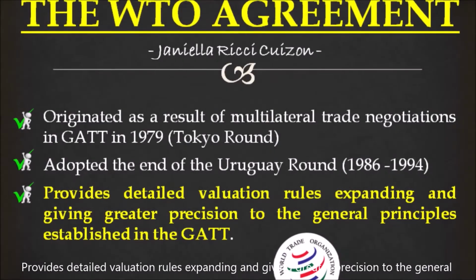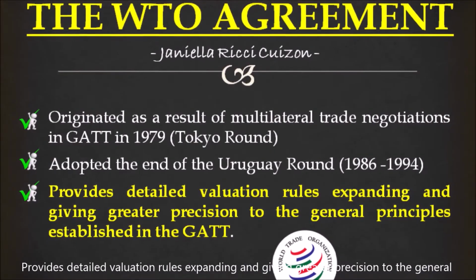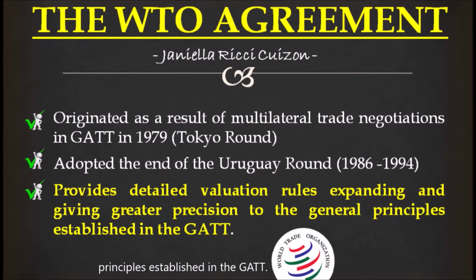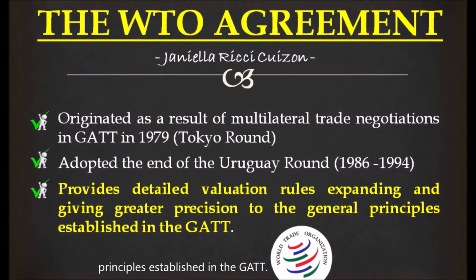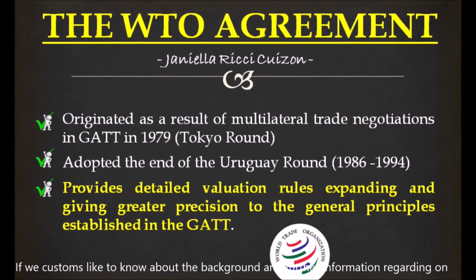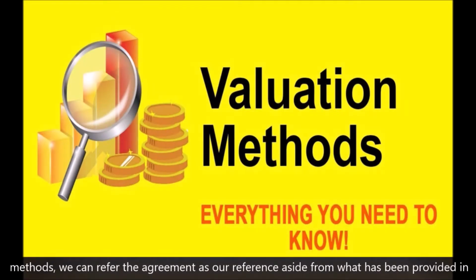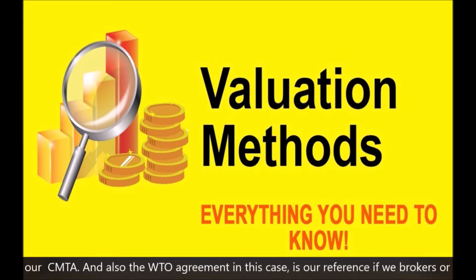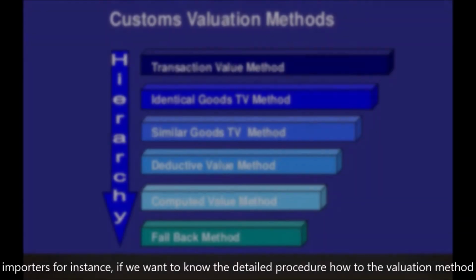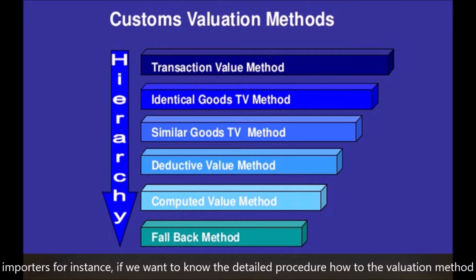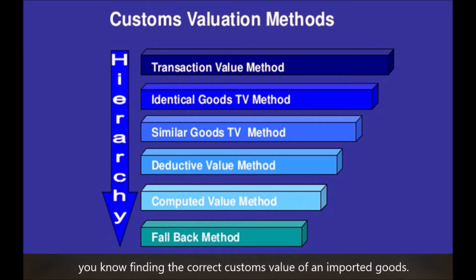Next, it provides detailed valuation rules, expanding and giving greater precision to the general principles established in the GATT. So if we customs people would like to know about the background and further info regarding valuation methods, we can refer to the agreement as a reference aside from what has been provided in our CMTA. And also, the WTO agreement is a reference if we brokers or importers also want to know the detailed procedures and how the valuation method finds the correct customs value of an imported good.